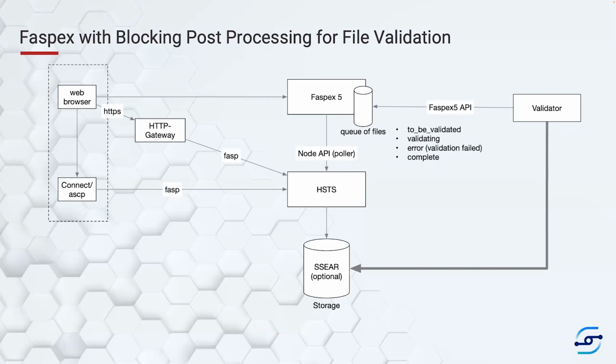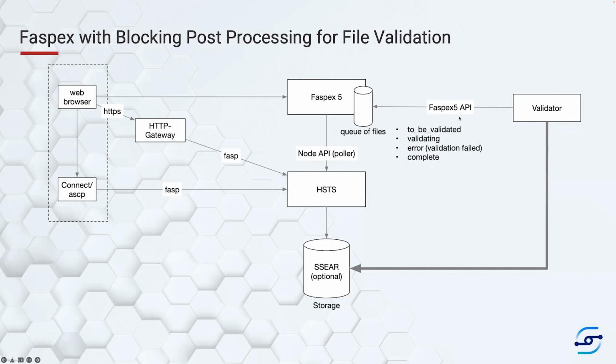The blocking post-processing for file validation is a little bit of a different concept. Here you can see on that chart that on the left side you have your web browser with Connect, or you can go through the HTTP gateway to send your package. The web browser has access to the Faspex 5 UI at the top, but the package itself is sent directly to the HSTS node, again directly via Connect or via the HTTP gateway. Then all the files composing that package are going to be added into a queue of files for validation stored in Faspex 5.